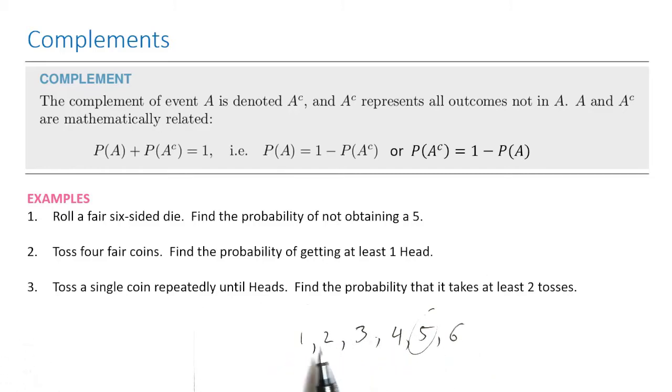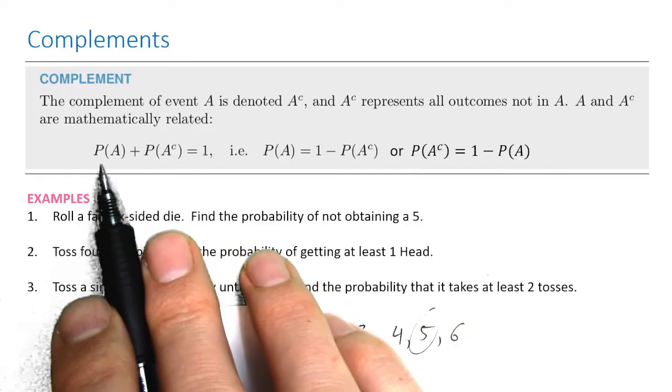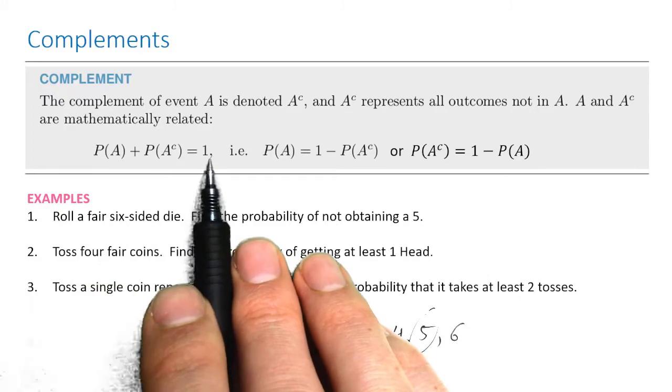Now we know the probability of getting any number is 1. You're guaranteed to roll something on a die. And so if you break that apart into two pieces, 1 through 4 and a 6, and then a 5, then you see that they have to add to 1, because if you combine them, you get everything. And so that's where this rule comes from. The sum of the probability of an event and its complement has to add to 1.